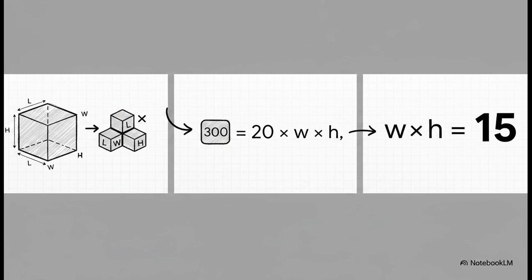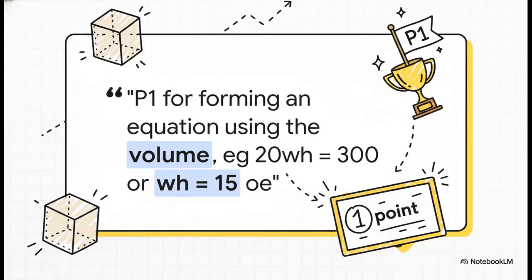300 equals 20 times W times H. A quick bit of rearranging, divide both sides by 20, and we've got this lovely simple little equation. W times H equals 15. And check this out. We go look at our blueprint, the mark scheme, and what does it say? P1 for forming an equation using the volume. Just like that, we've got our first process mark. We are officially on the scoreboard.